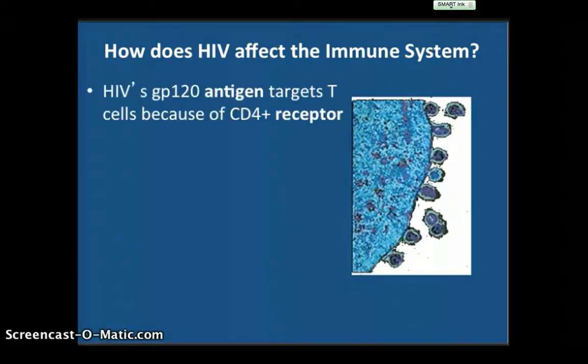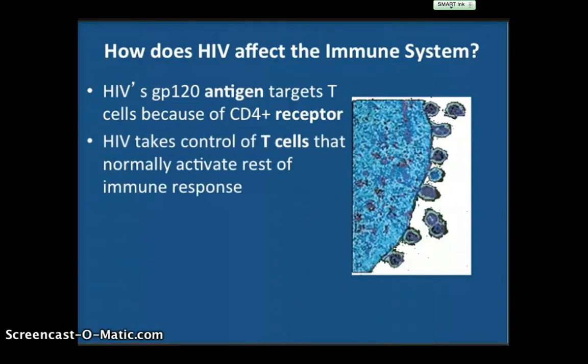HIV's GP120 antigen is going to target the cells because of the CD4 receptor. So basically, HIV's antigen targets our receptors. HIV takes control of the T cells that normally activate the rest of the immune response. Remember, T cells activate both killer T cells as well as B cells, which make the antibodies.